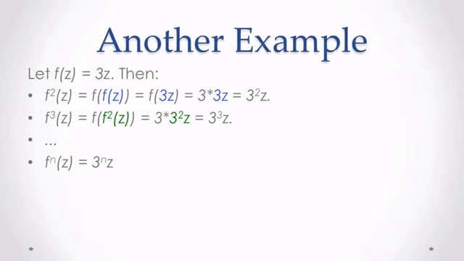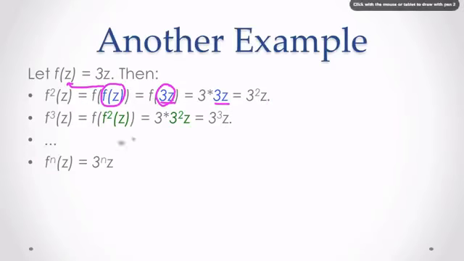Let's look at another example. Say f of z equals 3z. What is the second iterate of f? f2 of z is f of f of z. So we're plugging f of z into the function f. So wherever you see z, we're going to write f of z instead. So it's f of 3z, because f of z is 3z, so we're plugging in 3z into this function f. So it's 3 times 3z, which is 3 squared times z.